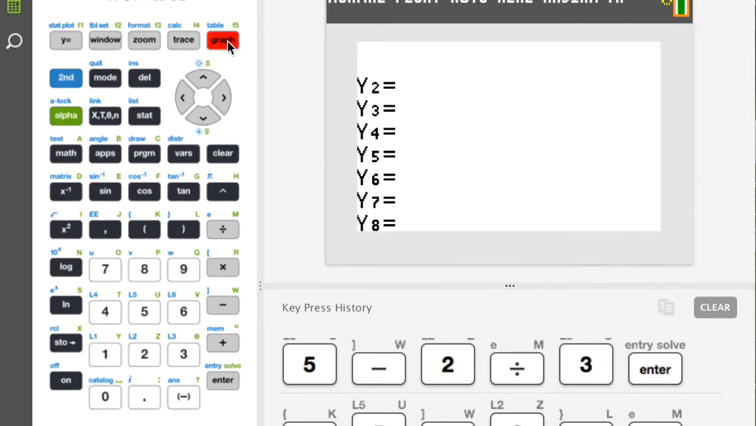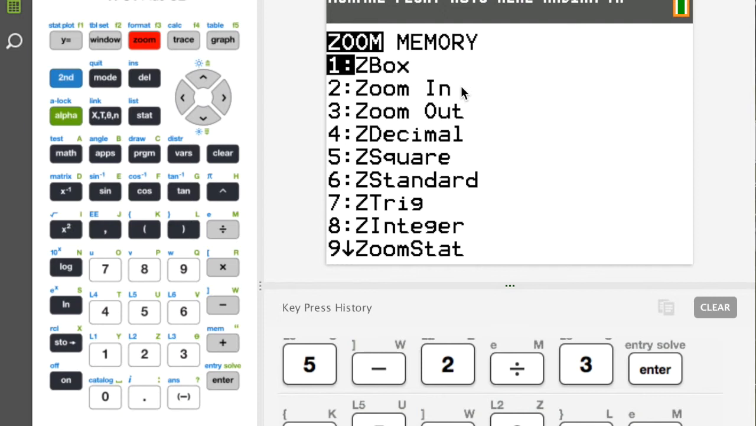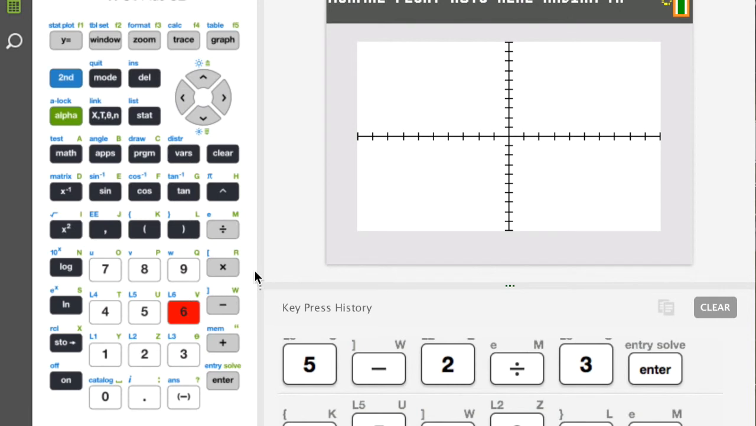Sometimes if you've zoomed in on a problem before, the scale is all messed up. To go back to the standard scale, you hit zoom and then 6. Zoom 6 is zoom standard window down there. You can either type in the 6 or you can arrow your way down there and hit enter. But just by pressing number 6 there, you'll see that gives us back our standard window that we want.